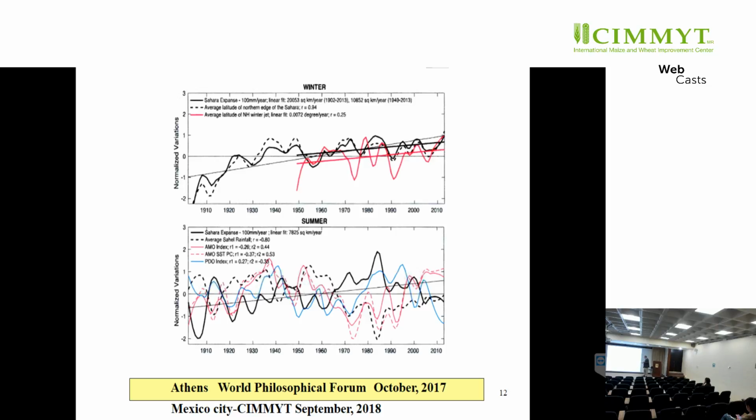What I said is that it comes out of their calculations, even with the fluctuations. And so the average latitude of the northern edge of the Sahara. So, okay, good, that's a result, yeah? The red one is the average latitude of the weather jet, linear fit, etc.